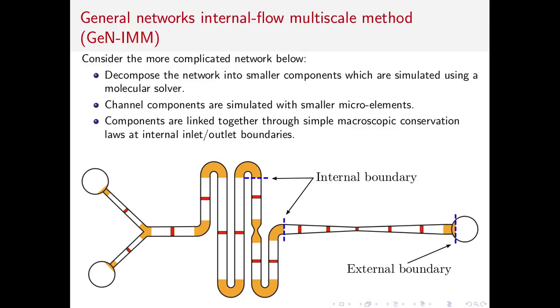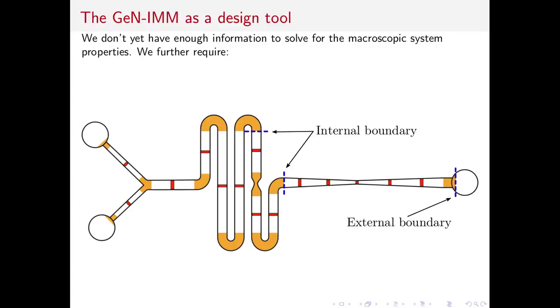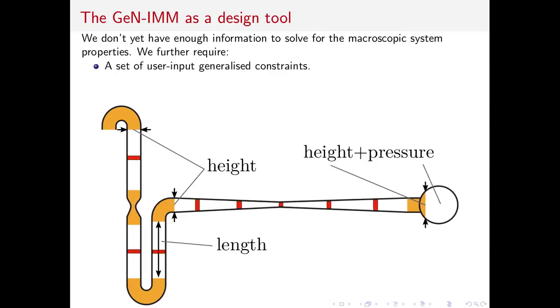And as described earlier, components are linked together through simple macroscopic conservation laws at the internal inlet-outlet boundaries, which form the border between adjacent components. But we don't yet have enough information to solve for all the macroscopic system properties. There are two things we further require.